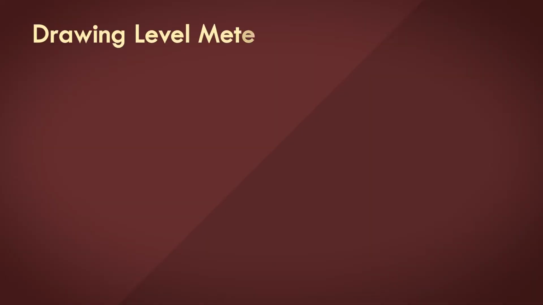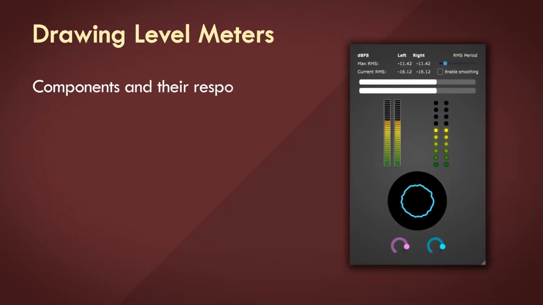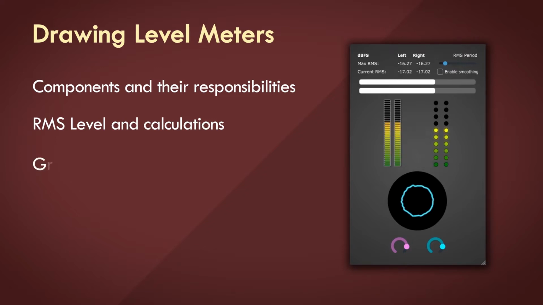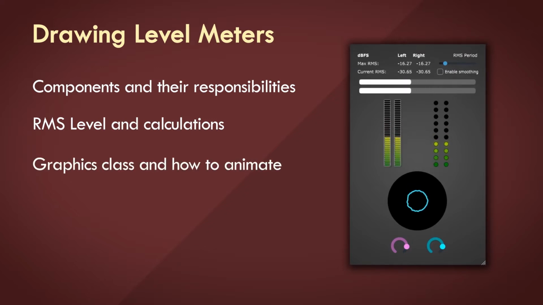So what are we learning today? We'll be learning about components and their responsibilities: who is responsible for generating the level value, and who is responsible for actually rendering the graphics. We'll talk about RMS level, what it is, and how to calculate it. And finally, we'll talk about the graphics class in JUCE, and how to render these animations efficiently.